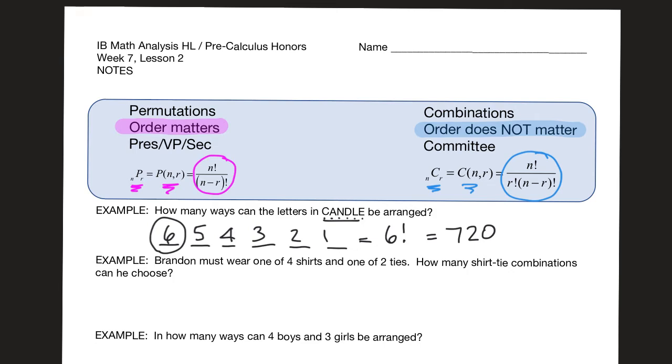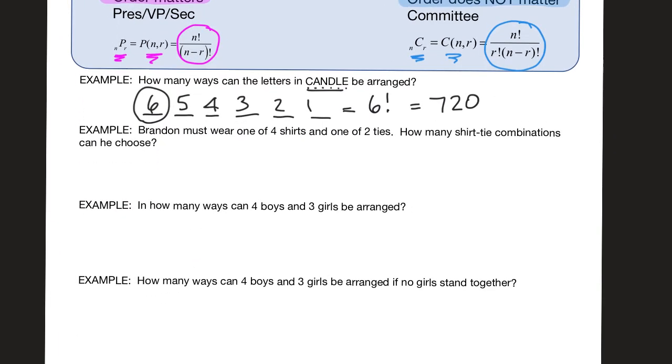Okay, example 2. Brandon must wear one of 4 shirts and one of 2 ties. So there's, again, the fundamental counting principle. First, he's going to have to pick a shirt, and he's got 4 to pick from. And then he's going to have to pick a tie, and he's got 2 to pick from. So that means that there are 8 possible ways that Brandon can get dressed. We're not even talking about his pants, but that's okay.